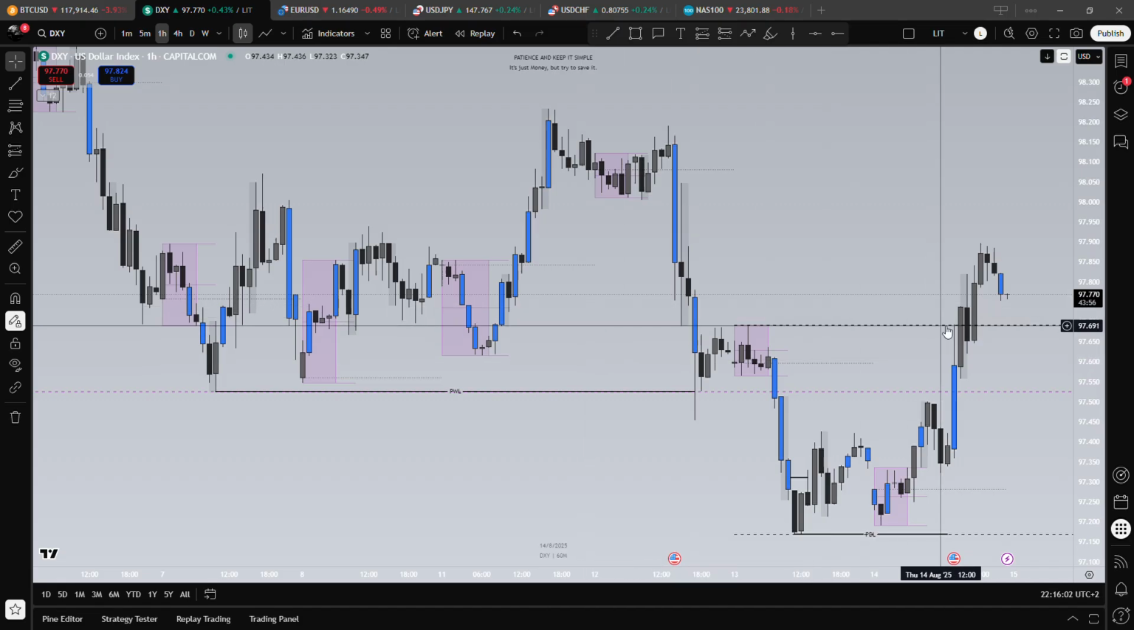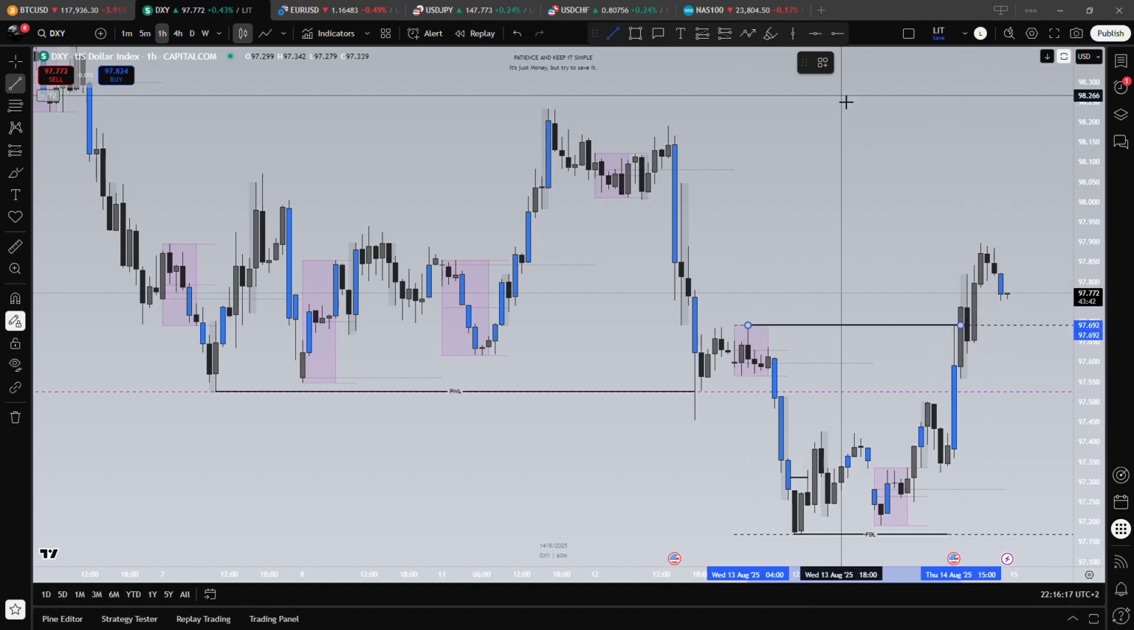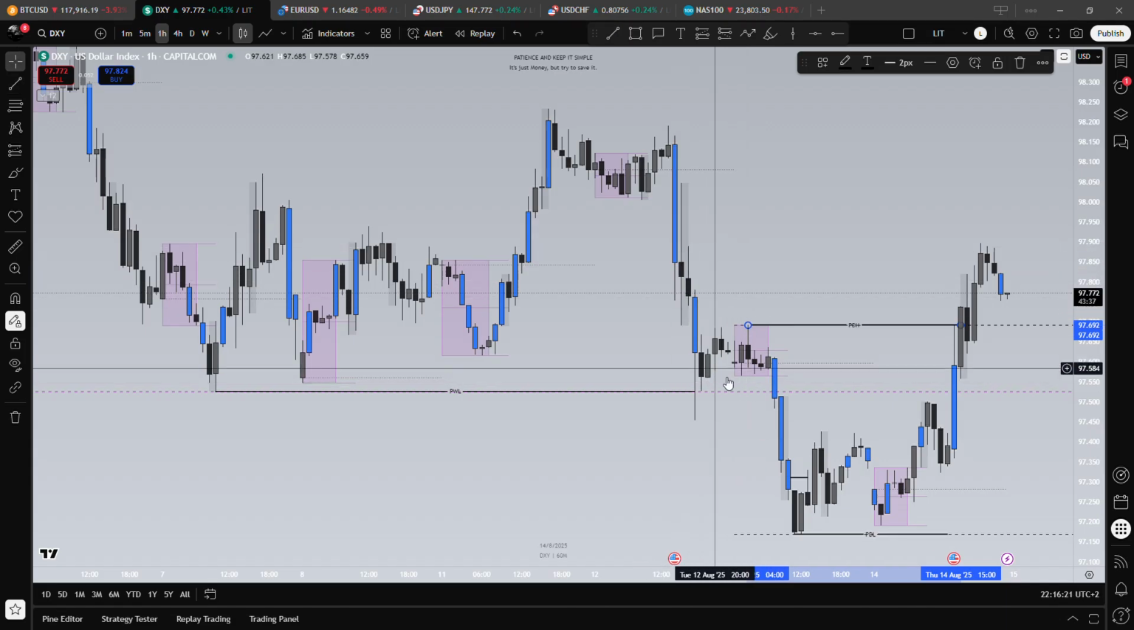Okay, so today we're gonna start with DXY. Sincerely, this morning DXY said really nothing to me. I was looking at this chart, and yeah, we had this previous daily high here, but no relevant liquidity here.